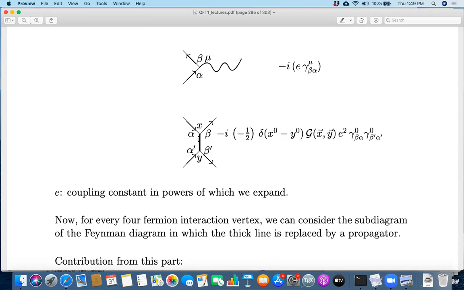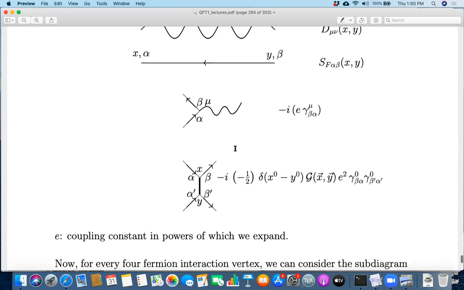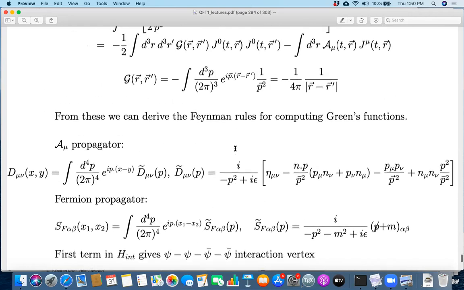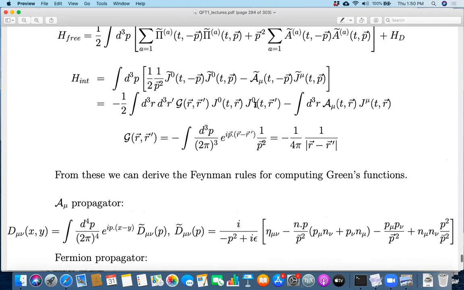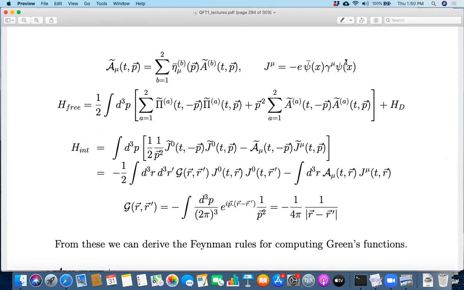Okay, so let me go ahead and try to describe where these things come from. These basically come from the fact that these are coming from the product of two J0s. It's a J0 product, and J0 has psi bar gamma naught psi. So you get a factor of gamma naught beta alpha from the first J0, and from the second J0 you get gamma naught beta prime alpha prime.